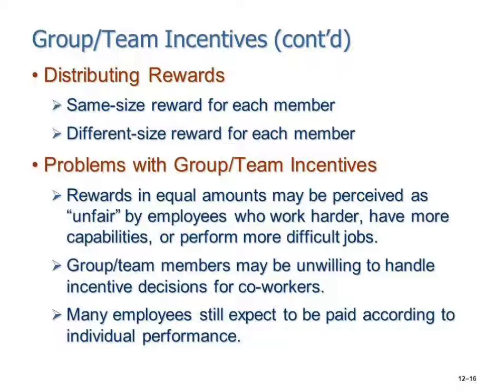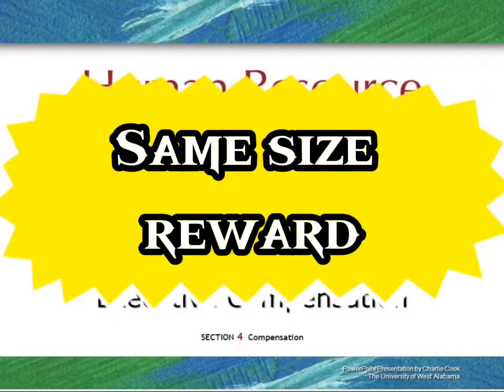Distribution of group or team incentives. Several decisions about how to distribute and allocate group or team rewards must be made. The two primary ways for distributing those rewards are as follows. We have same-size reward for each member, which means all members receive the same payout regardless of job level, current pay, seniority, or individual performance differences.